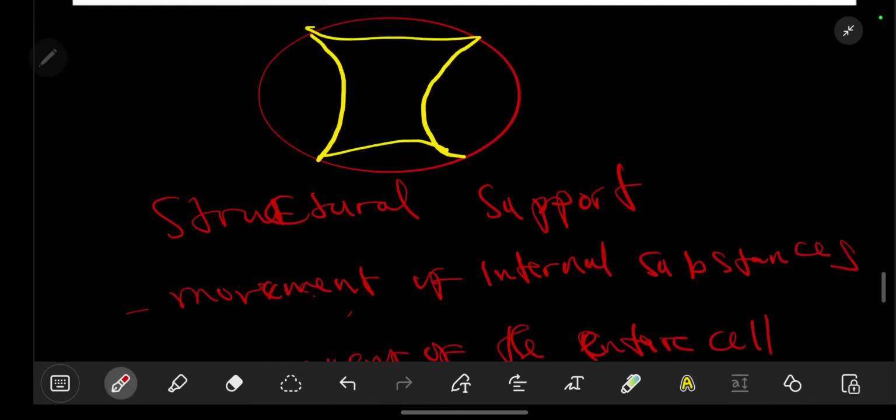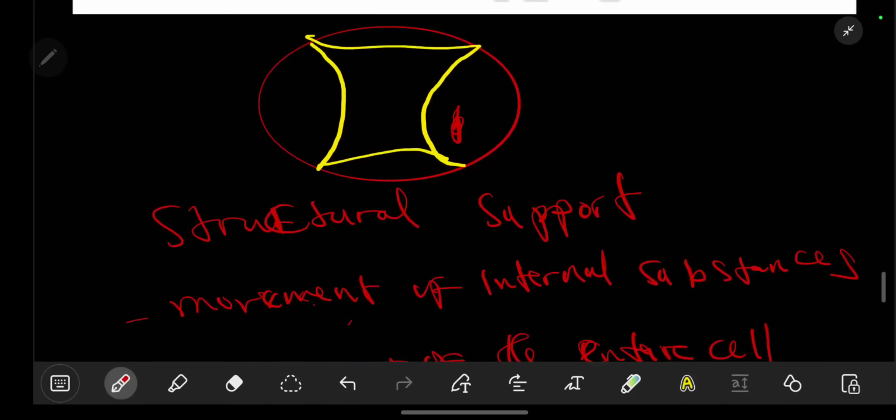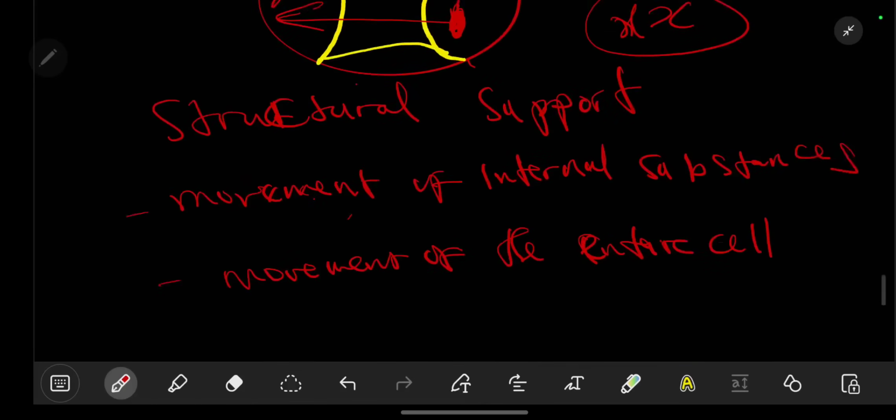So as you can see, materials like that within the cell are moved by the cytoskeleton. When you look at your chromosomes, the chromosomes are moved by the cytoskeleton in that manner. So that is it for the cytoskeleton. It moves substances within the cell. It also helps in the movement of the entire cell.